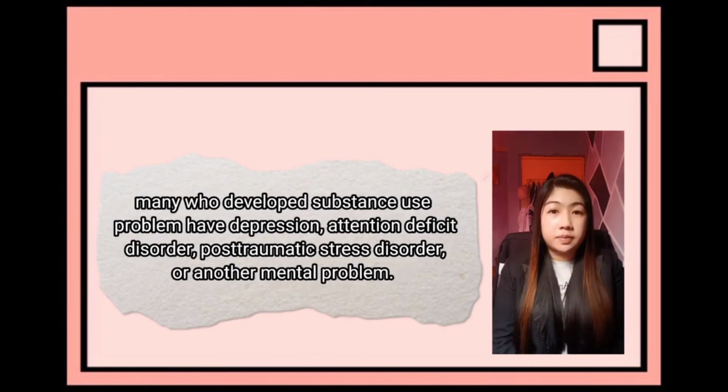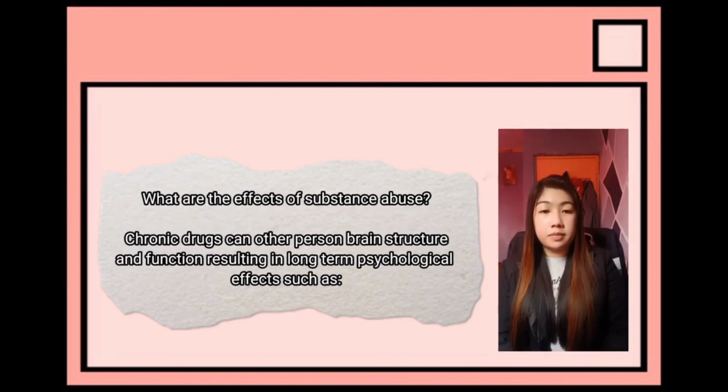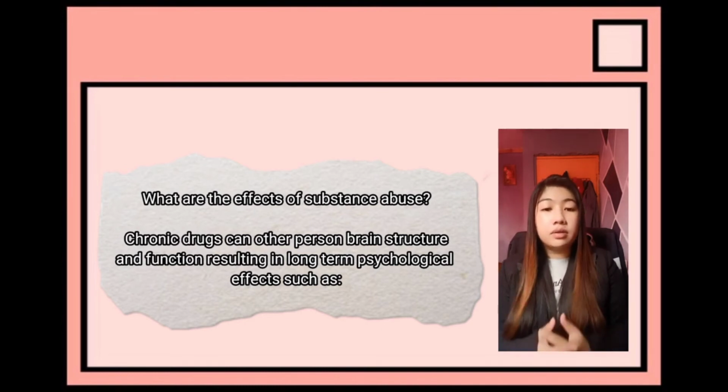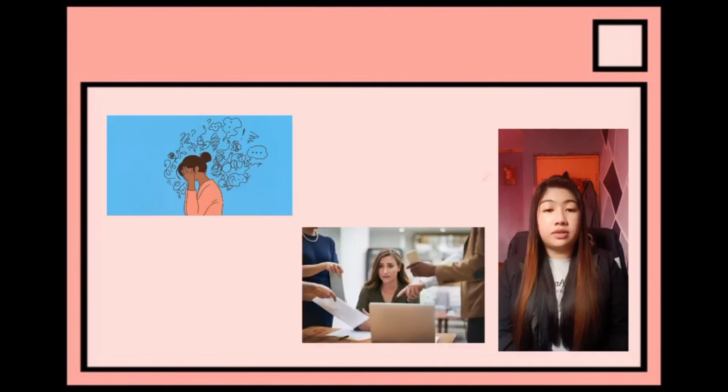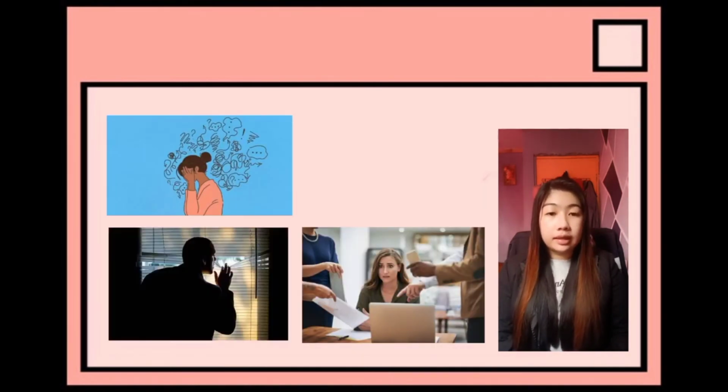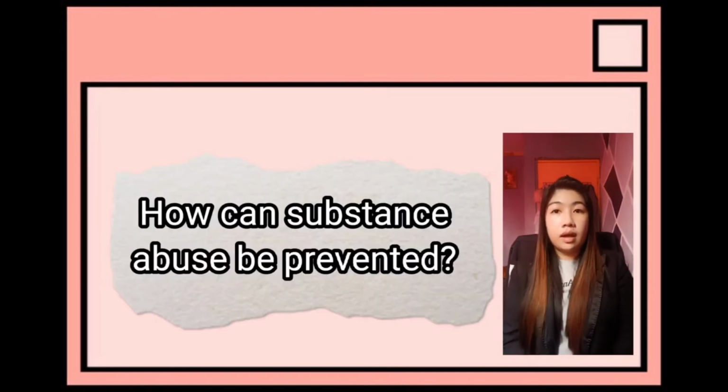Many who develop substance use problems have depression, attention deficit disorders, post-traumatic stress disorders, or other mental problems. What are the effects of substance abuse? Chronic drug use can alter the person's brain structure and function, resulting in long-term psychological effects such as anxiety, panic disorders, paranoia, and hallucination.